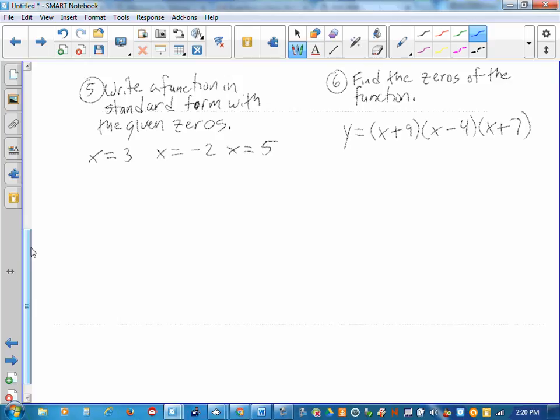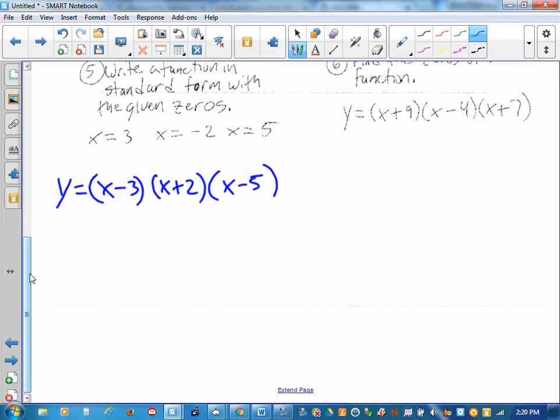All right, we're going to make a polynomial function in standard form with the given zeros. So the 3 gets moved over. That means x minus 3. The negative 2 gets moved over, x plus 2. The 5 gets moved over, it's x minus 5. Then I do the trick of multiplying the two things together in the back first, and leaving the yellow one there by itself, and then multiplying that in. So here we go. You guys were pretty good at these.